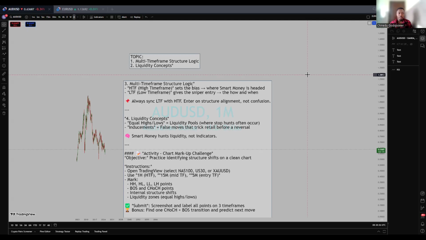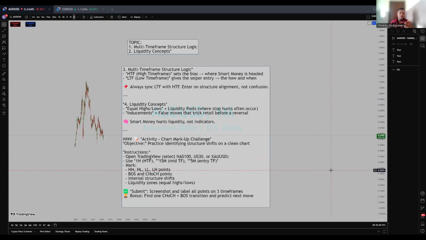Well, now we're in the multi-time frame structure. And this multi-time frame, as you can see on the screen, has the higher time frame, which sets the bias where smart money is headed, while the lower time frame gives us a sniper entry, and this tells us how and when to get into a trade to be able to make profit. While we have our liquidity concept, which tells us about equal highs and equal lows on the market, liquidity pools where stop hunts often occur, that inducement, what we call false moves, that trick retailers to get into a trade before it reverses to the true trend.